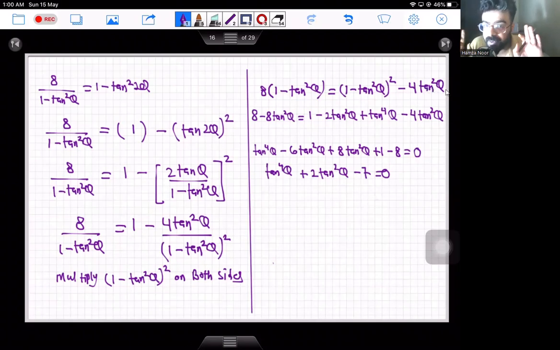As simple as that. Now you know what you need to do. Nothing else. You need to just expand both sides. 8 minus 8 tan square theta. I have used the expansion formula for a minus b whole squared.